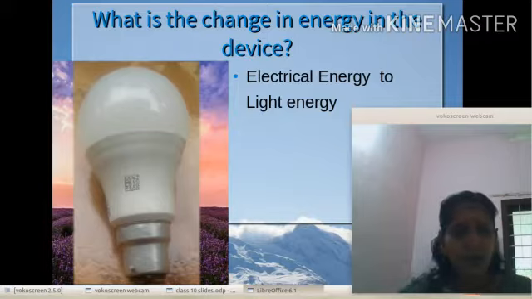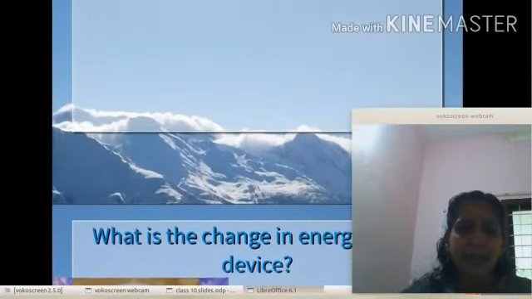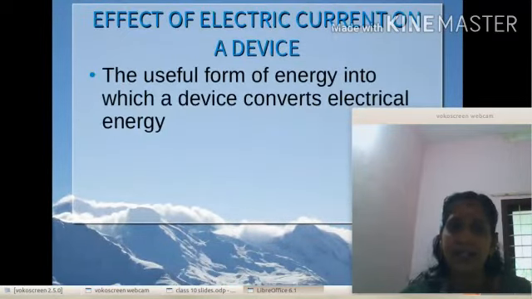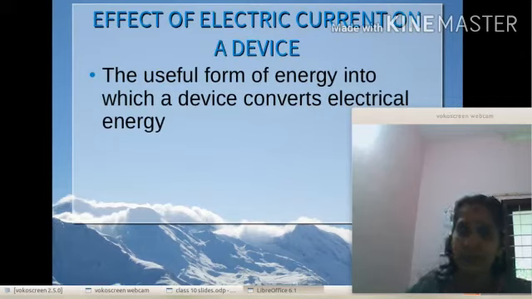So, we can say the effect of electric current as a useful form. We can say the effect of electric current in a device is the useful form of energy it gives us. In the case of an electric bulb, it gives us light. That is the useful form of energy. Light energy is the useful form of energy we get through the bulb.